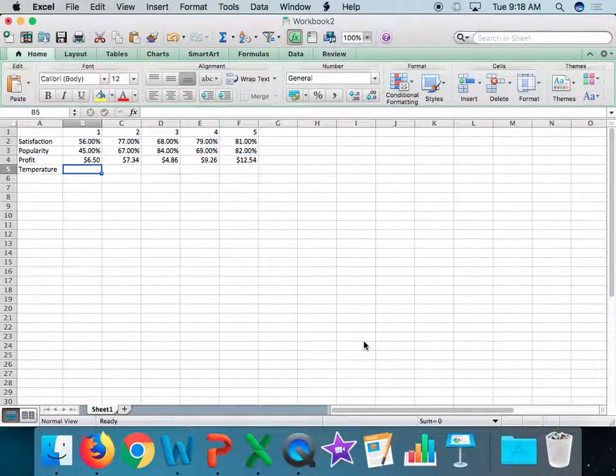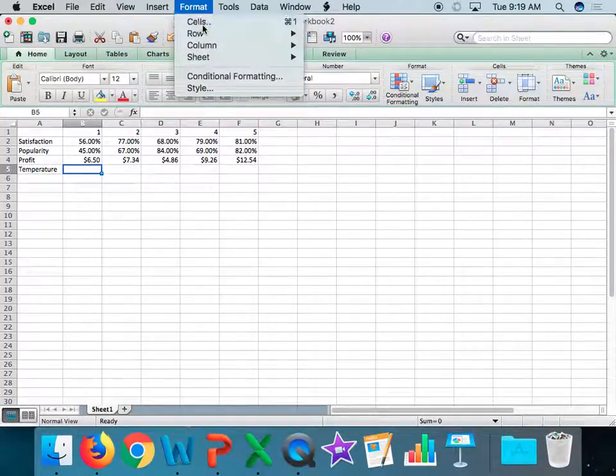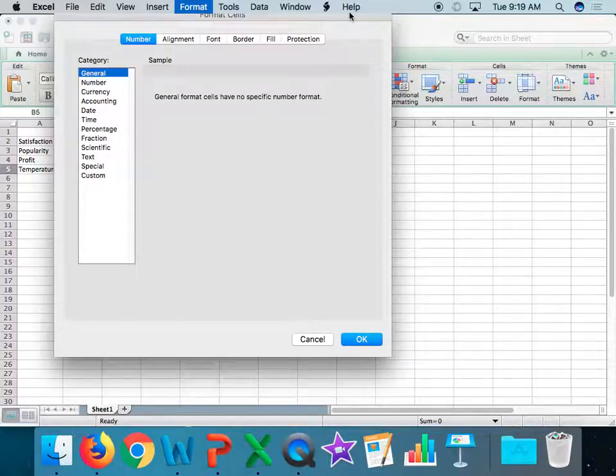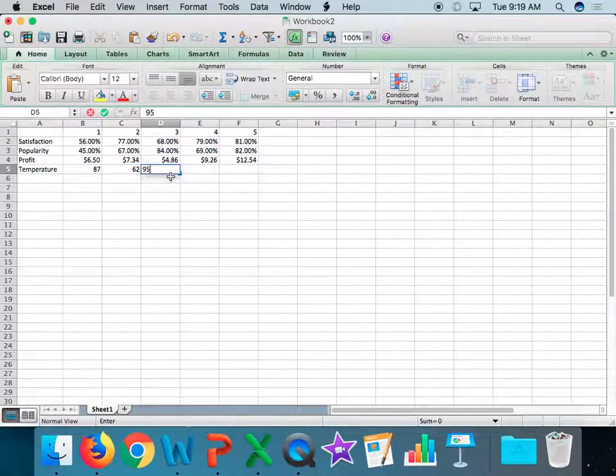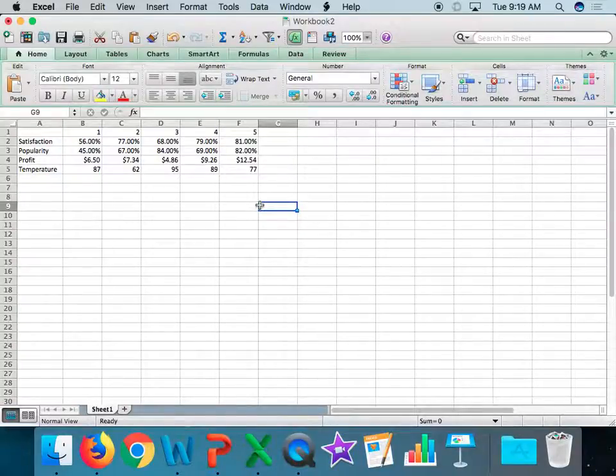Temperature. What are we measuring temperature in? What did we measure that in? Yes. We're measuring it in Fahrenheit. Good. Degrees Fahrenheit. If you go up here and format cells, do I have anything in here for degrees Fahrenheit? No. So I can just leave it as general. And I'm just going to go ahead and put in my numbers. So maybe 87, 62, 95, 89, and 77. Okay. I now have my data table all set.